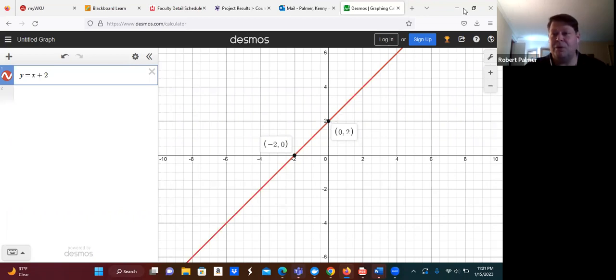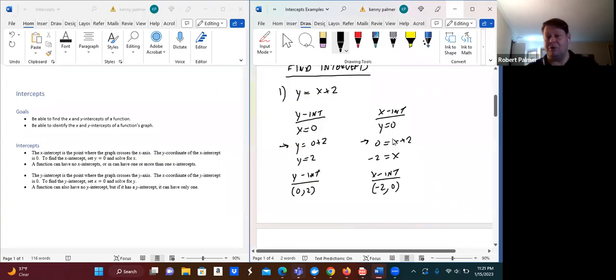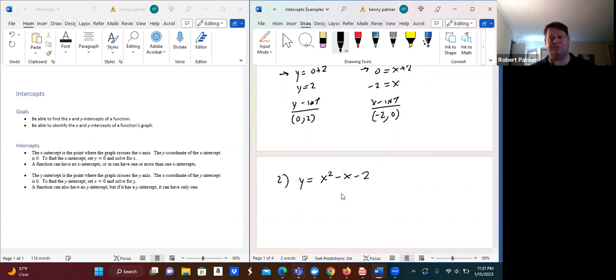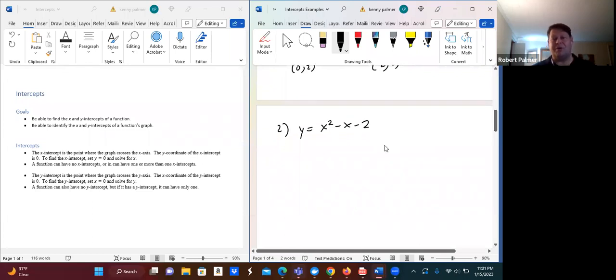Now let's look at one more example. This works for any kind of function, so you're doing the same thing. Let's look at one with a little more going on. It's number 2. Y is equal to x squared minus x minus 2. Now, if you're familiar with this, you may recognize this. If you graph this, it will actually give you a parabola. We'll graph this on Desmos in a moment, but first, let's see if we can find our intercepts.